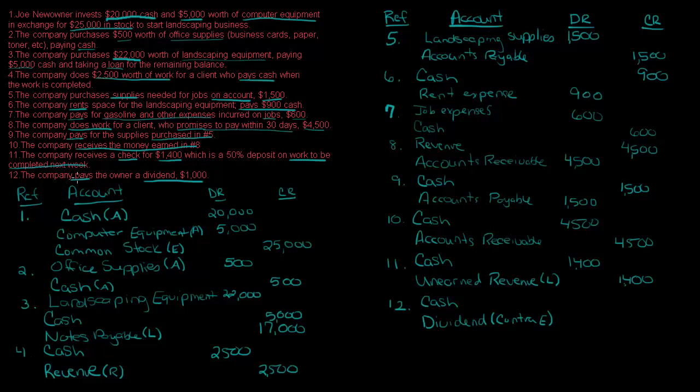Okay, so let's do cash first. We are paying cash, so that means my cash is going down $1,000, so I'm going to credit cash. And then I'm going to debit this contra equity account. And you notice most of my equity accounts, when the balance increases, it's a credit. But this is a contra equity account, so it works the opposite way. So that means that when a dividend increases, it is a debit.